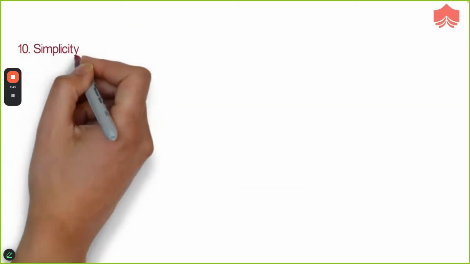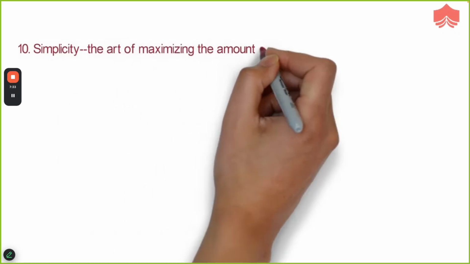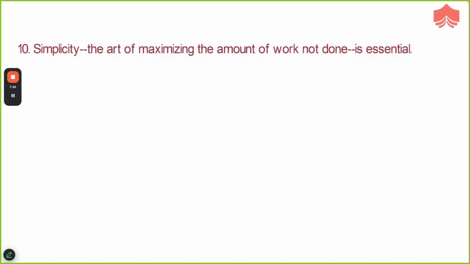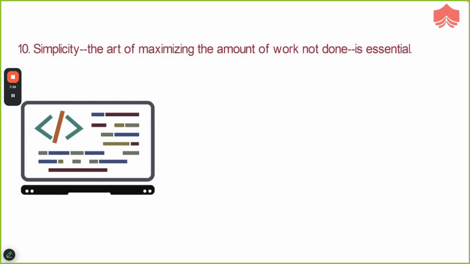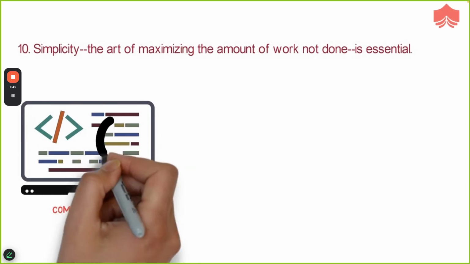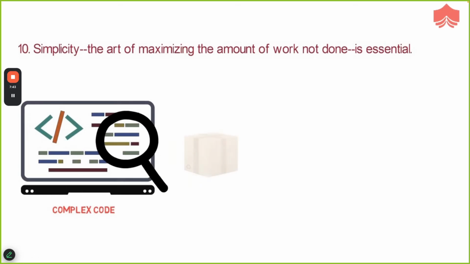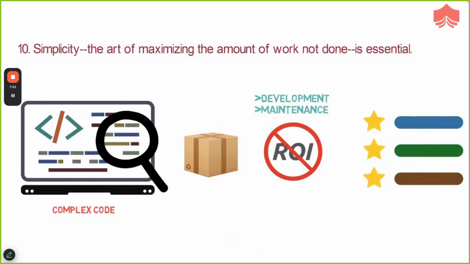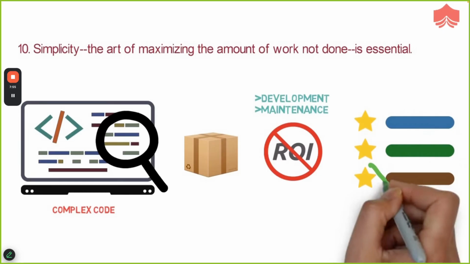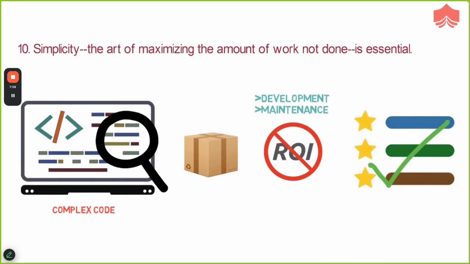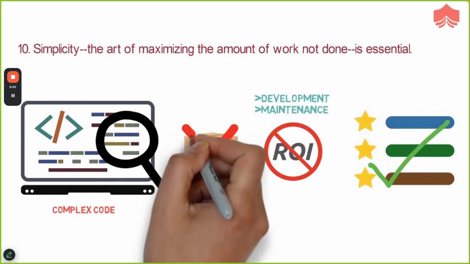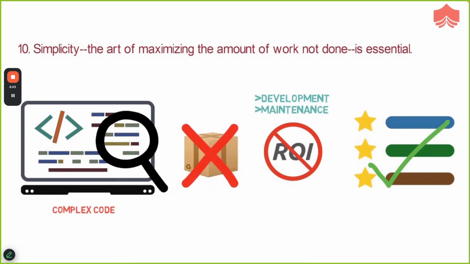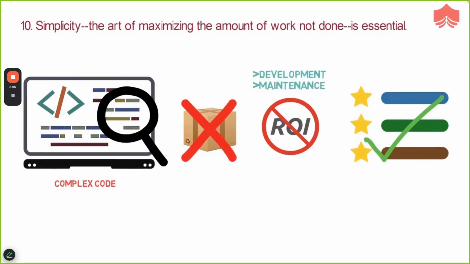10th principle: simplicity, the art of maximizing the amount of work not done, is essential. More features make a product more complex. Complex code is difficult to test, maintain, and develop. Sometimes products have features which are so rarely used that their development and maintenance results in a negative ROI. Therefore, it is better to create a product which does a few things extraordinarily and is completely useful for someone, rather than creating software which tries to do everything, does nothing extraordinarily, and is not useful to anyone.